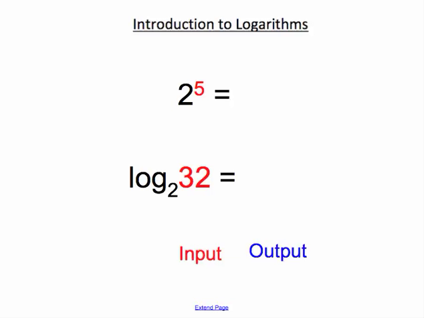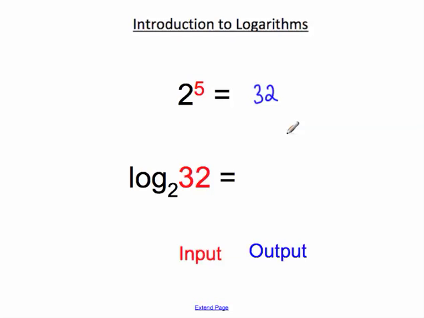In the next few videos, we're going to introduce the concept of logarithms and look at the logarithmic function. The easiest way to begin to understand logarithms is with some examples. 2 to the power of 5, going back to exponents, means multiply 5 2's together. That's going to give you 32.